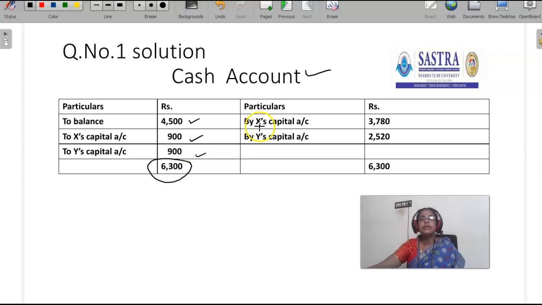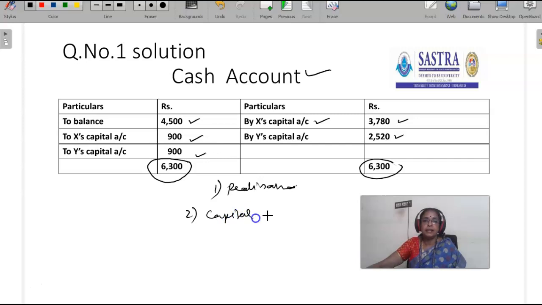Out of this 6,300, the cash which X receives is 3,780, Y receives 2,520. So the total of the cash account is 6,300. So first step, we have to prepare the realization account. Second step, we have to prepare the capital account of the partners.